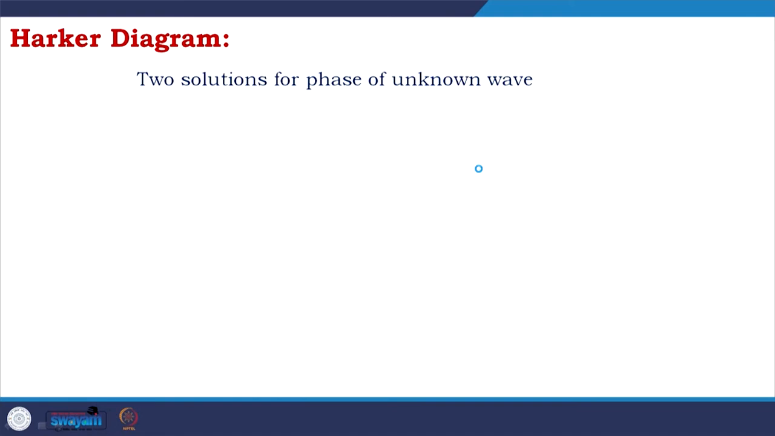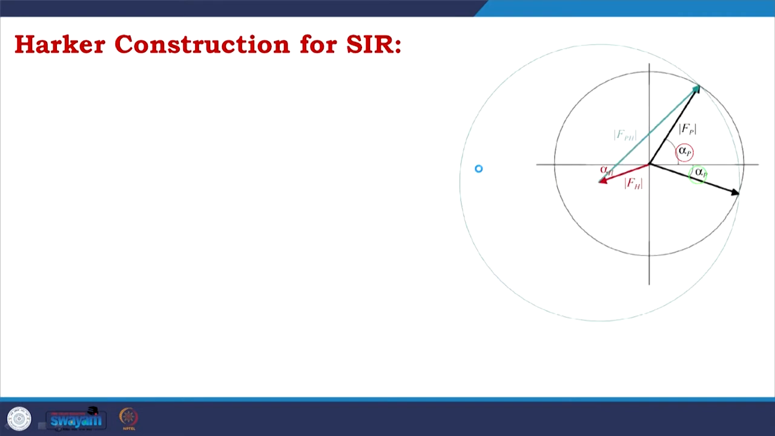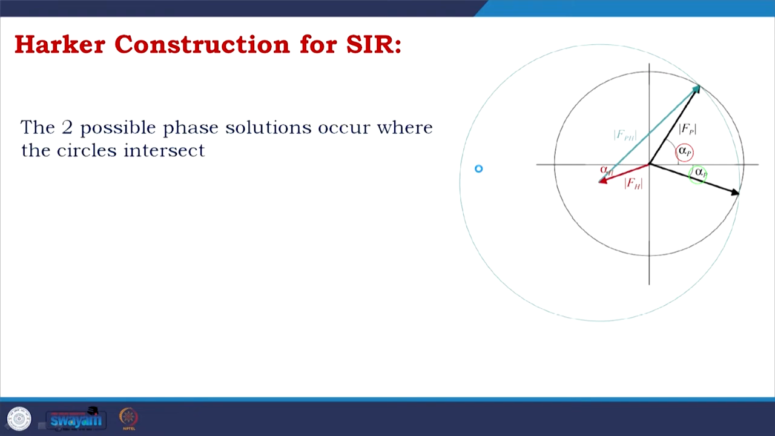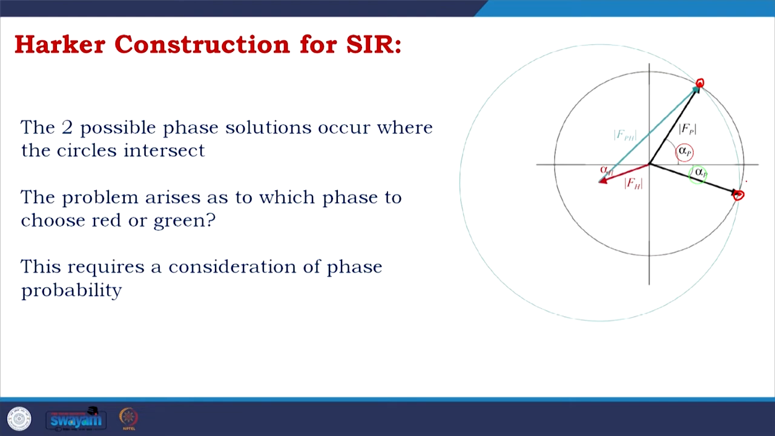Coming to another geometrical representation called the Harker diagram, the two solutions for the phase of the unknown wave are where they meet, or the two solutions of the phase of the interference wave where they meet. If you see, this is the substructure, this is the structure of the protein, and this is the heavy atom derivative. So, in the Harker construction for single isomorphous replacement, the two possible phase solutions occur where the circles intersect. Here the circles intersect, and here the circles intersect. The problem arises as to which phase to choose, the red one or the green one, because you could see that there are two different angles. This requires a consideration of phase probability, and this is called the phase ambiguity problem in crystallography.